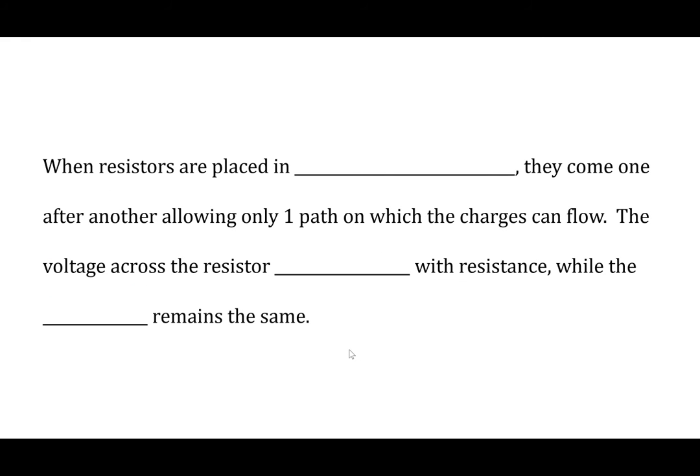Okay. Now, when resistors are placed in series, they come one right after another. And there's only one way that charges can flow, much like in the World Series or a series in basketball or something like that. You have to play game 2 before you can play game 5. And what we will see in this is that voltage across the resistors will vary with the resistance while the current remains the same throughout.